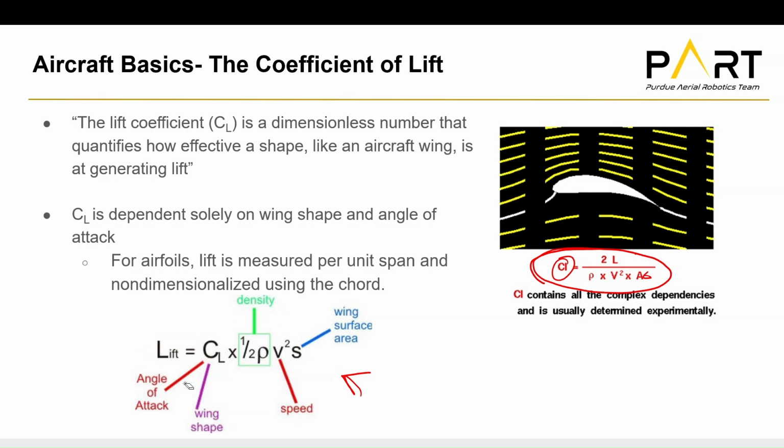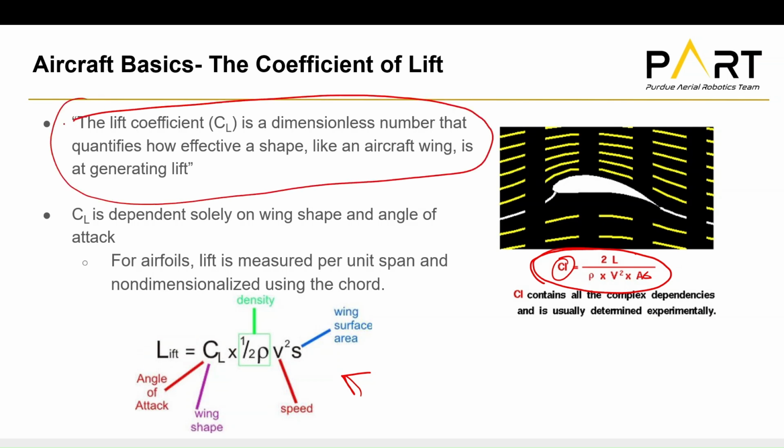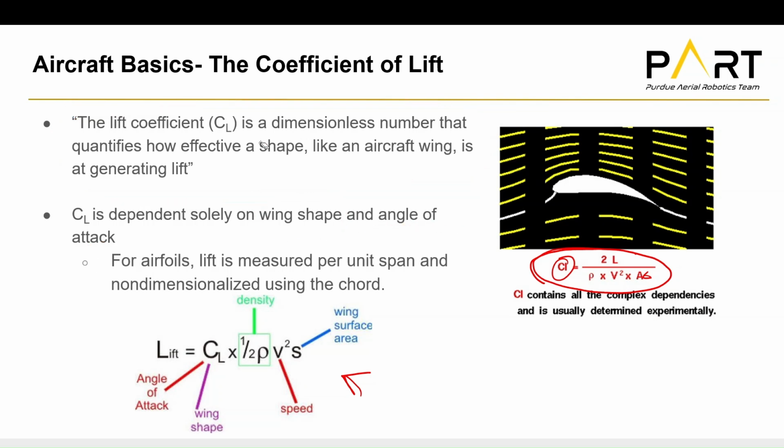All right, so CL, we have this nice quote up here. It's a dimensionless number that quantifies how effective a shape like an aircraft wing, or more so an airfoil, is at generating lift. And it only depends on wing shape and angle of attack. Wing shape's already defined. Obviously, it's the geometry of your wing. The angle of attack, we'll get into that and how that affects our CL in a second. I think I covered this pretty well too.